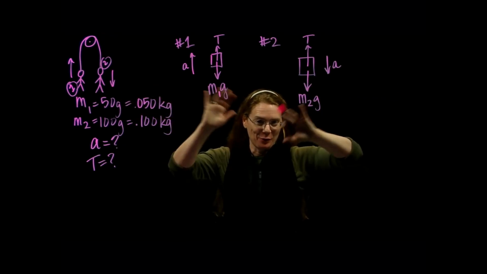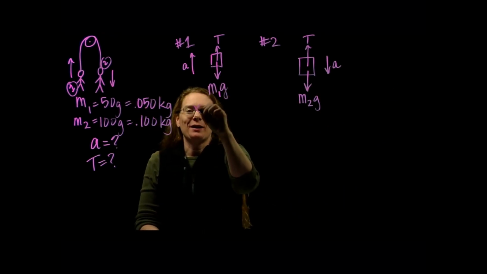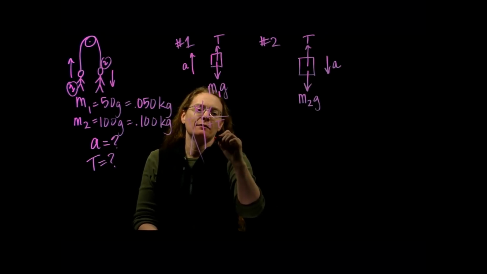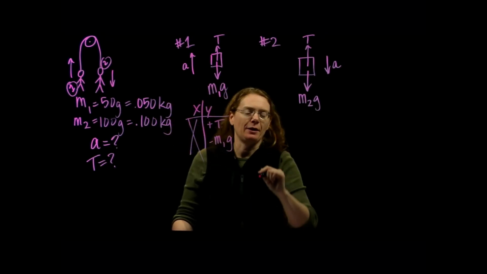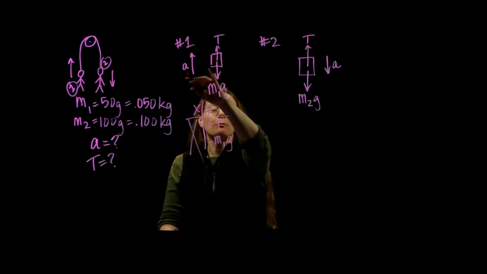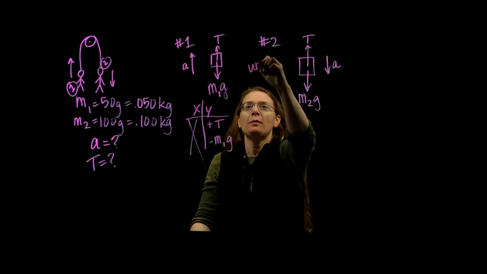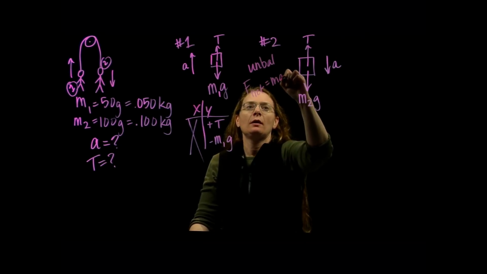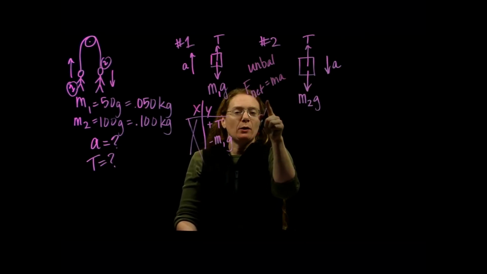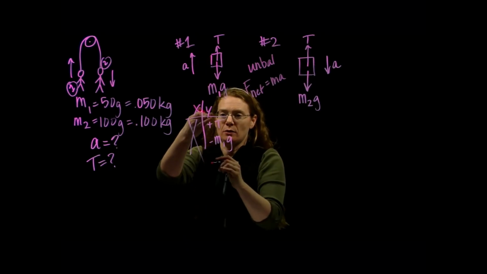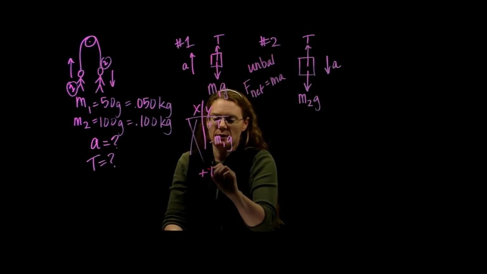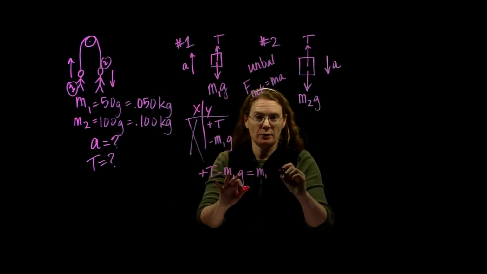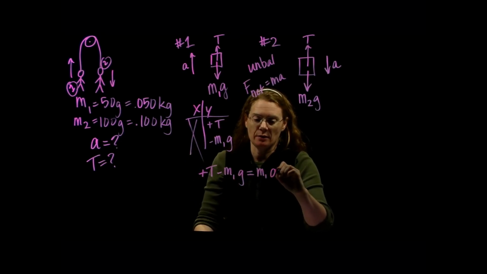Well, this one's easy in terms of the components. There's no horizontal component at all. So our XY chart is kind of boring. I have a positive T, negative m1g. Same thing over here. So they both accelerate, which means they're both unbalanced, which means the net force, the sum of the forces, has to equal ma. What would that equation look like for these? Well, we add them up, set them equal to ma. Plus T minus m1g equals, and now this is for the first object, so mass of the first object times acceleration.